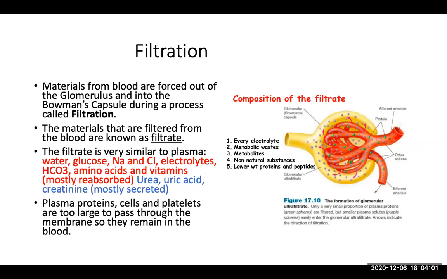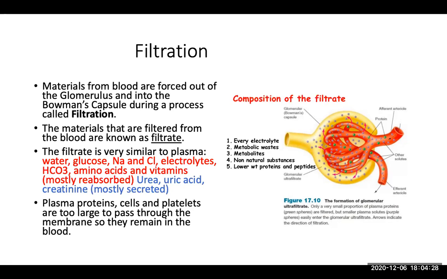Materials from the blood will be forced out of the glomerulus and into the Bowman's capsule during a process called filtration. The materials that are filtered from the blood are known as filtrate, and the filtrate is very similar to plasma. It's made up of water, glucose, sodium chloride, electrolytes, bicarbonate, amino acids, and vitamins, which are mostly reabsorbed, and then urea, uric acid, and creatinine, which are mostly secreted.